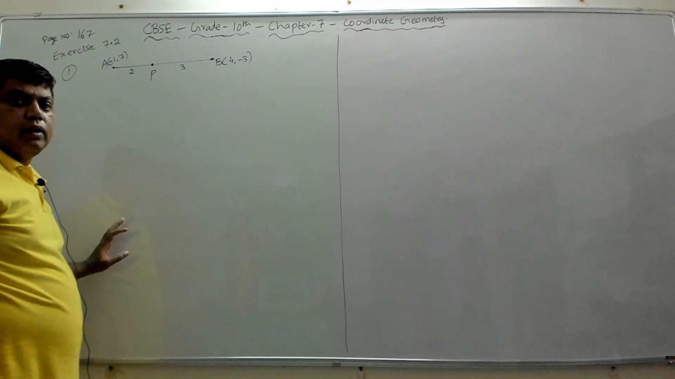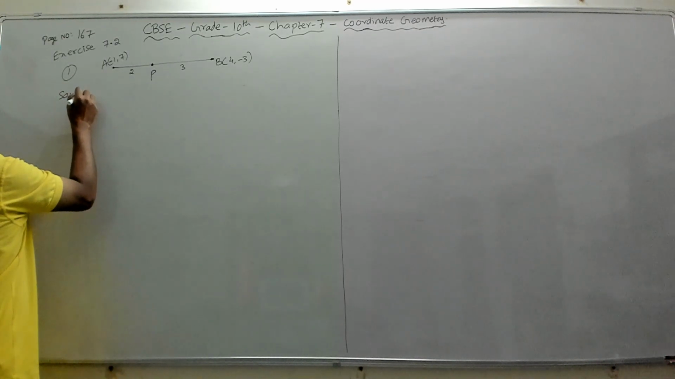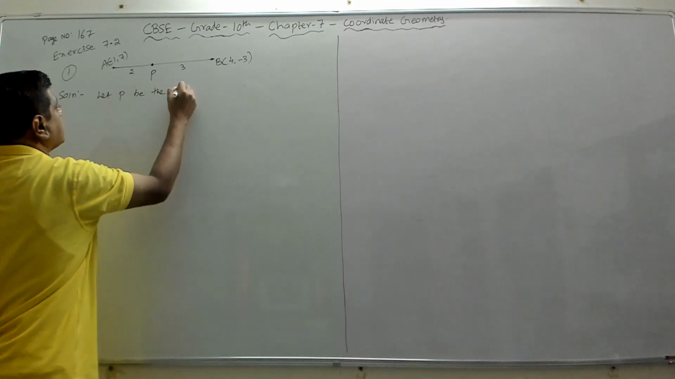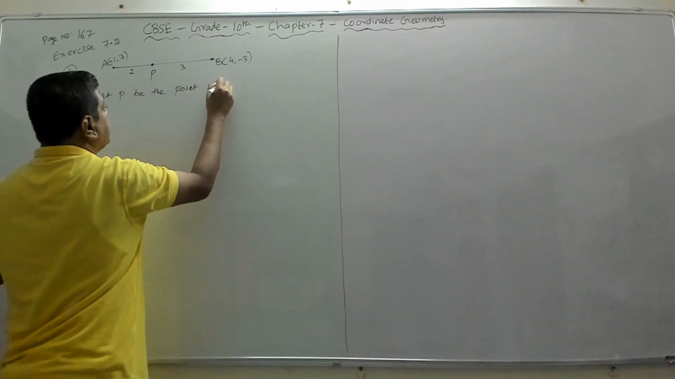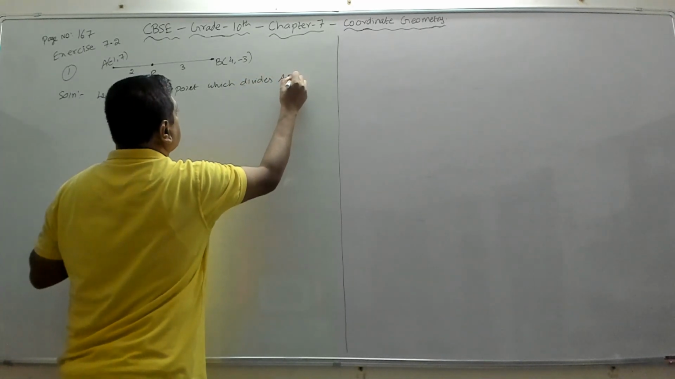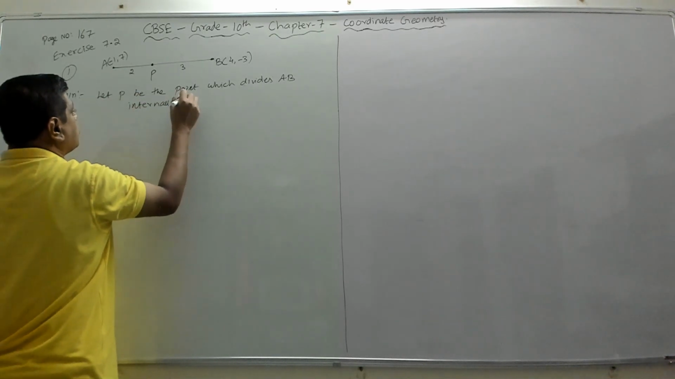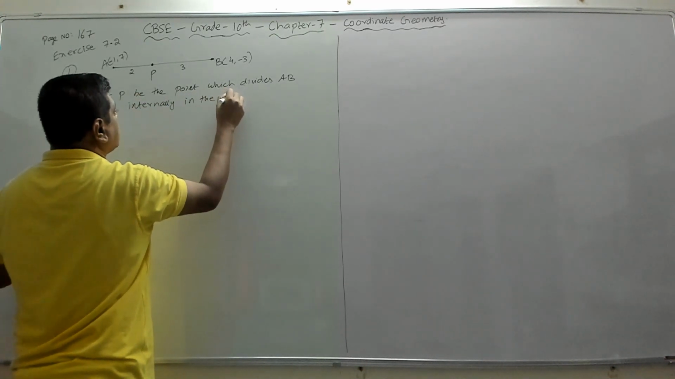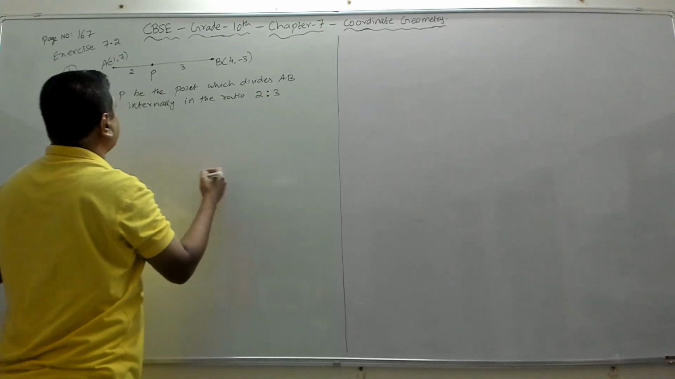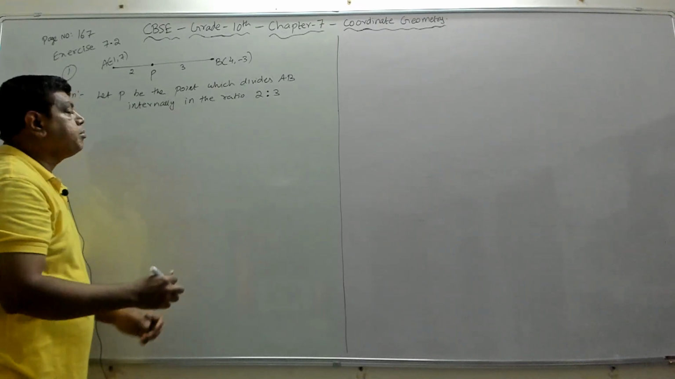What is point P? So the solution is, let P be the point which divides AB internally in the ratio 2:3. Now we have to find the point P. That is the question. The question is to find the coordinate of P. What is the coordinate of P?